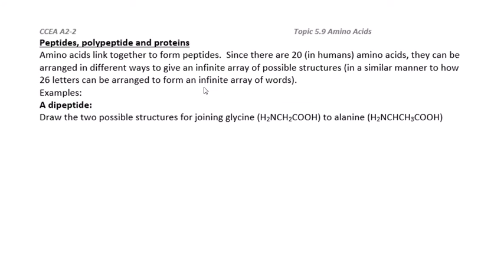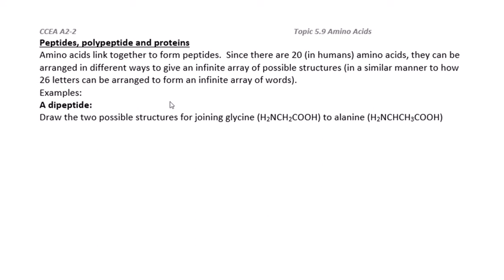In this presentation, I'm going to clarify a few points on the amino acids topic of A22, specifically peptides, polypeptides, and proteins. Peptides, polypeptides, and proteins are all amino acids linked together. So from a chemistry point of view, we have to be able to look at how we put those together. They're an example of a condensation reaction, and in fact, a protein is a condensation polymer. It's a long chain of individual molecules all joined together.